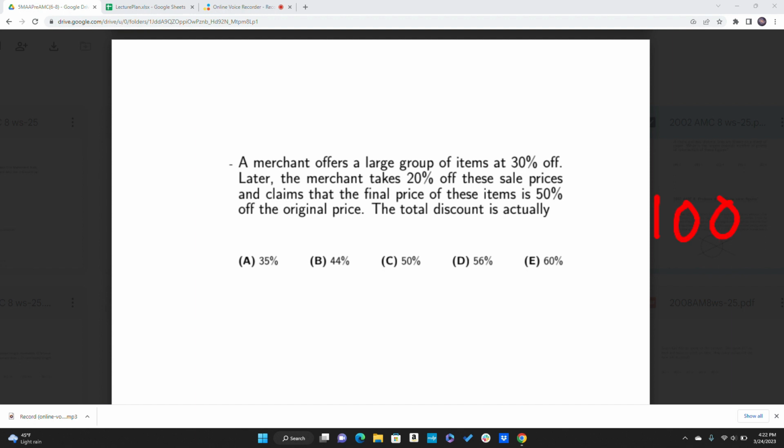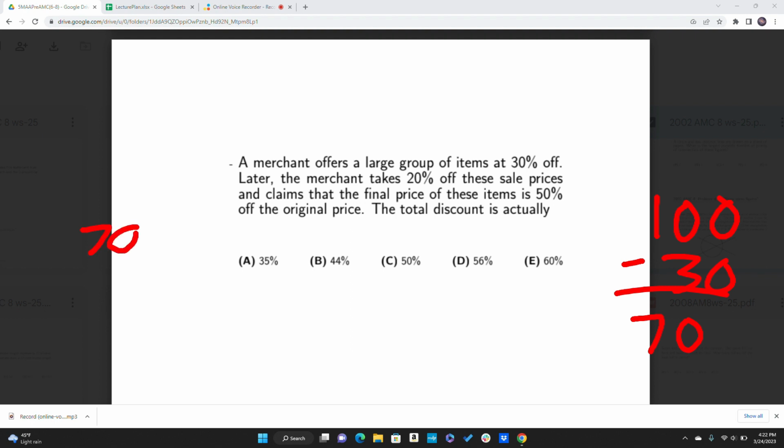So he's taking 30% off of that price. So what's 30% of 100? Well, that's just 30, right? So 100 minus 30. So now the merchant, he took 30% off of the items, and they're being offered for $70. Later, the merchant takes 20% off of this sales price. So 20% of 70.